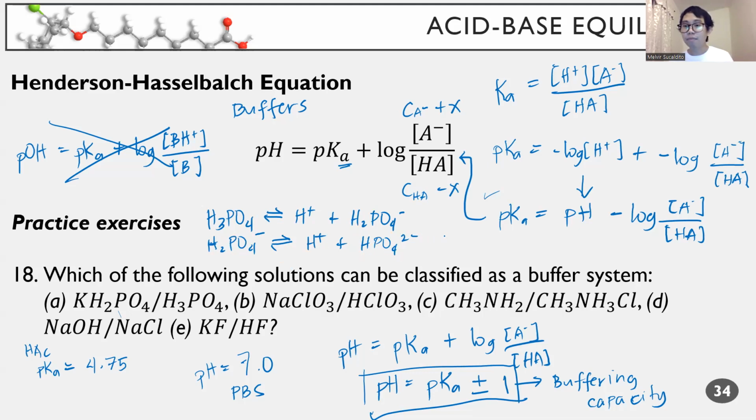So to answer this, just look at the pair and see if it's a conjugate acid-base pair. In this case, the conjugate base of phosphoric acid is dihydrogen phosphate. So you can still make a buffer. I thought it was supposed to be phosphate, but it can still work. Phosphate is the conjugate base of hydrogen phosphate, right?